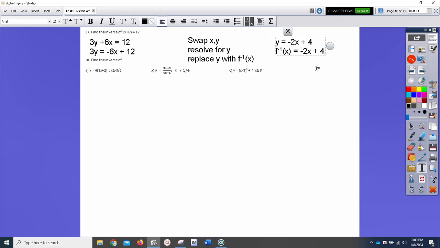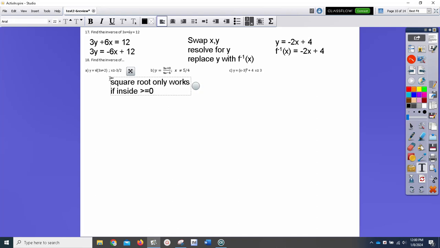More inverses. 18 is the opposite of the square root, and they have this little disclaimer here where it's valid. The reason they have this disclaimer is because the square root only works if the inside is greater than or equal to 0. So that's why there's this little domain restriction.